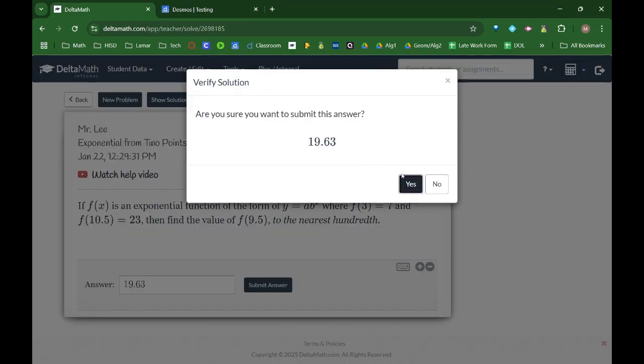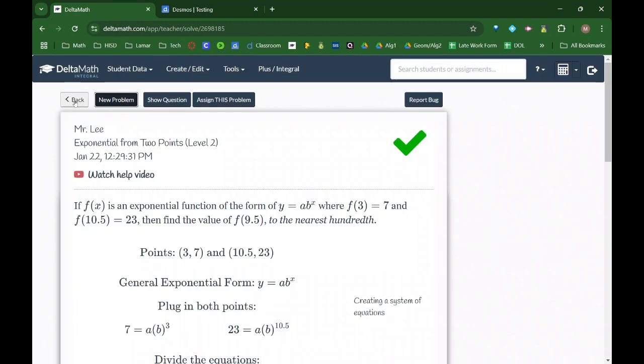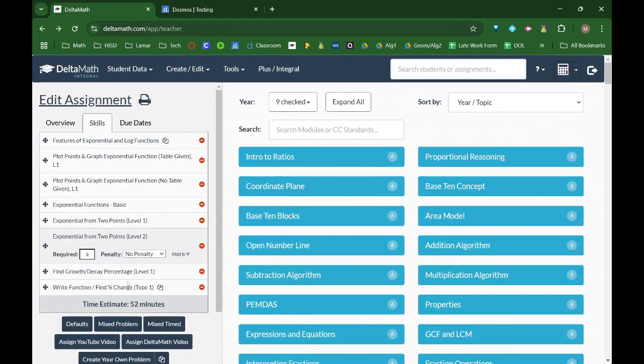Okay, so congratulations, you know how to do what is, in my opinion, the hardest type of problem on this problem set.